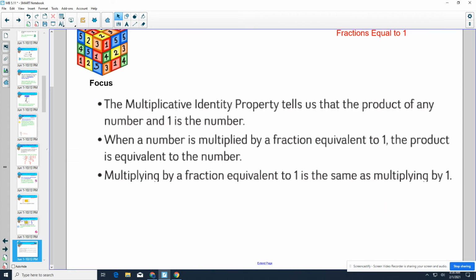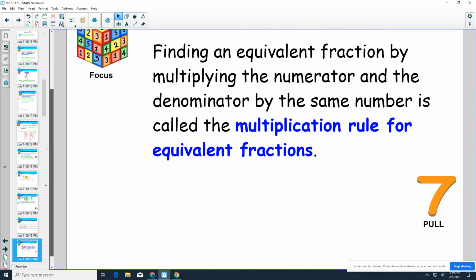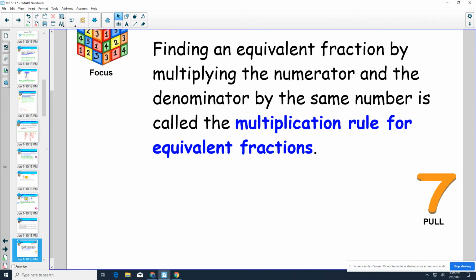Now, the multiplicative identity property tells us that the product of any number and 1 is the number. When a number is multiplied by a fraction equivalent to 1, the product is equivalent to the number. Multiplying by a fraction equivalent to 1 is the same as multiplying by 1. Finding an equivalent fraction by multiplying the numerator and denominator by the same number is called the multiplication rule for equivalent fractions.